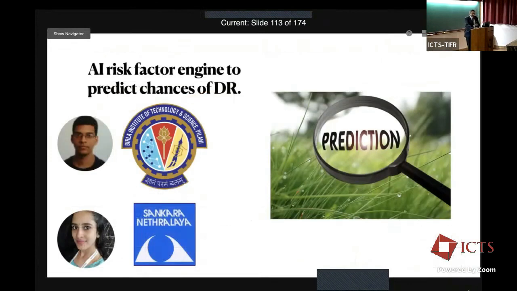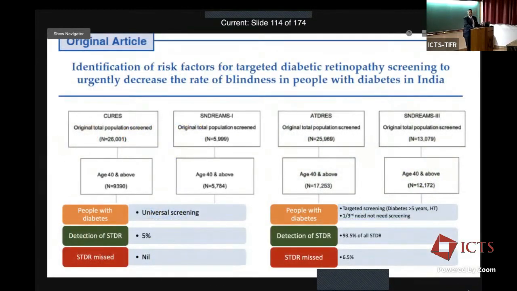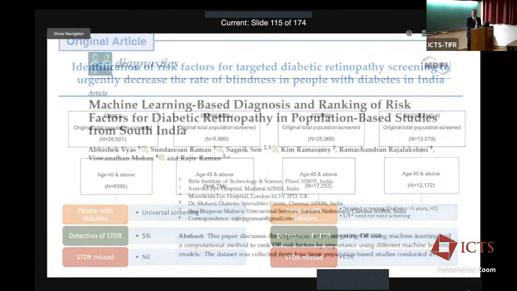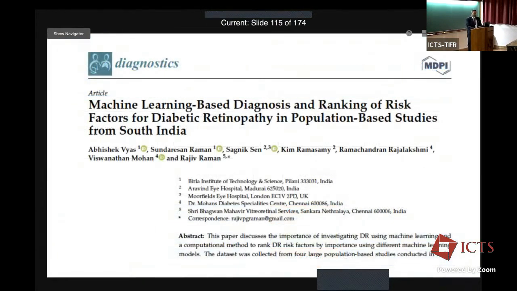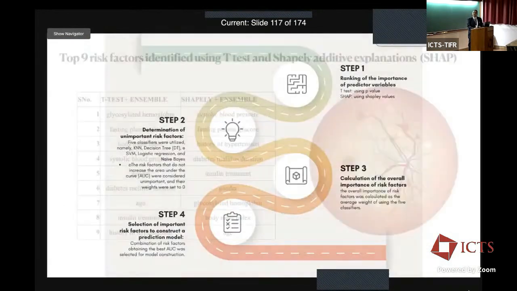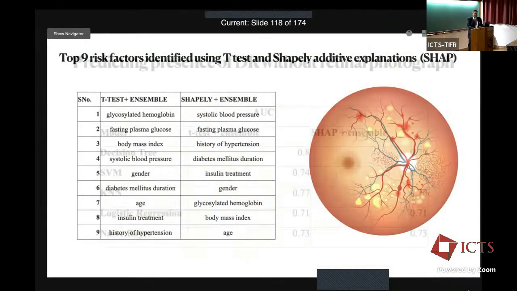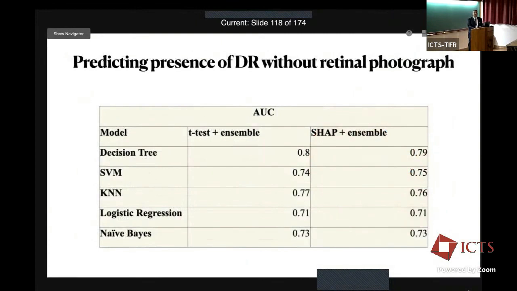This was a work which we had done with BITS Pilani, exactly what the last talk we heard. It's not only diagnosing disease. Can we predict the chance of having diabetic retinopathy from the risk factors? We used the data across all the population-based studies. Very recently, this was published, where we ranked these risk factors and created an algorithm which could identify the presence or absence of diabetic retinopathy. I'll not go into the technical details, but these are the results. Without a retinal photograph, just by risk factors, can we detect retinopathy?